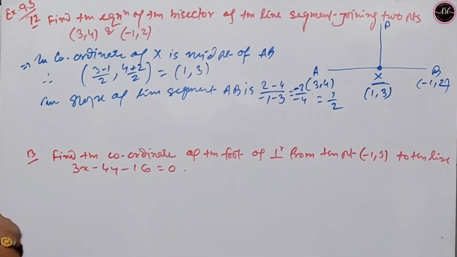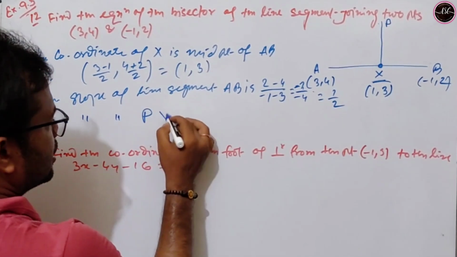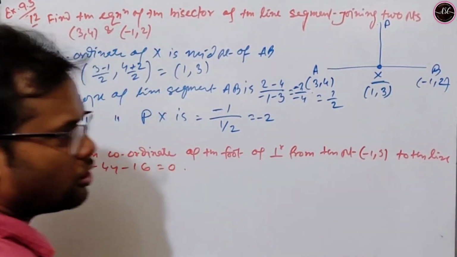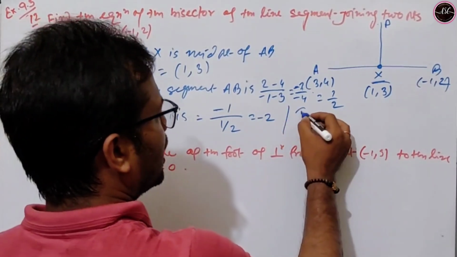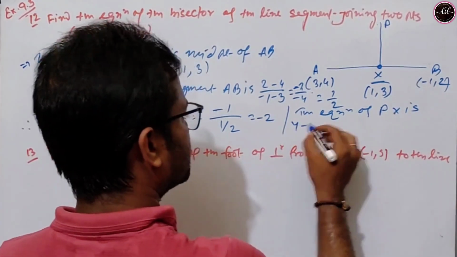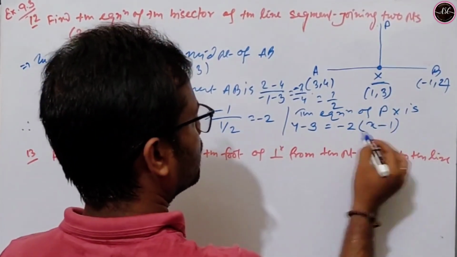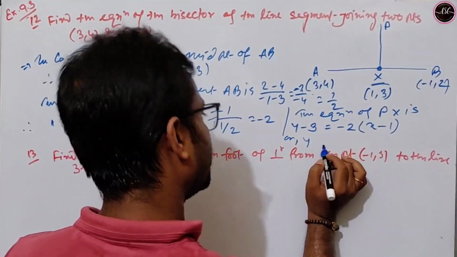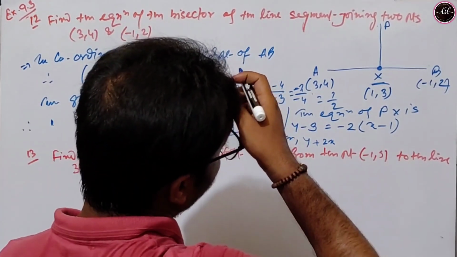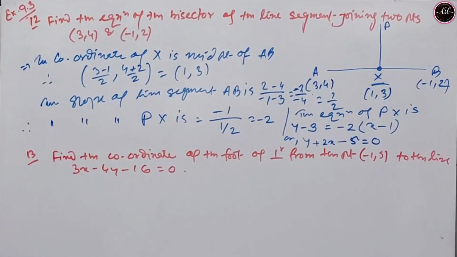So the slope of PX is minus 1 divided by 1 by 2, that means minus 2. So the equation of PX is y minus y1, y minus 3, equals minus 2 times (x minus 1). Or y plus 2x minus 3 minus 2, that means minus 5, equals 0. Okay, y plus 2x minus 5 equals 0. That will be your answer.